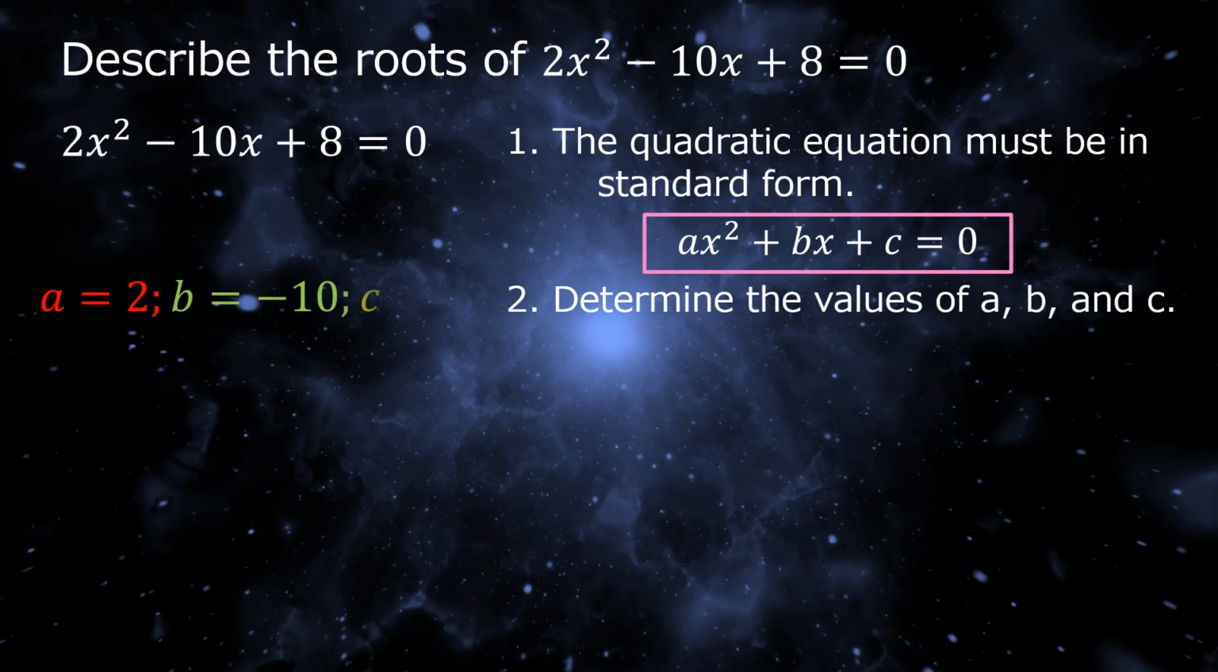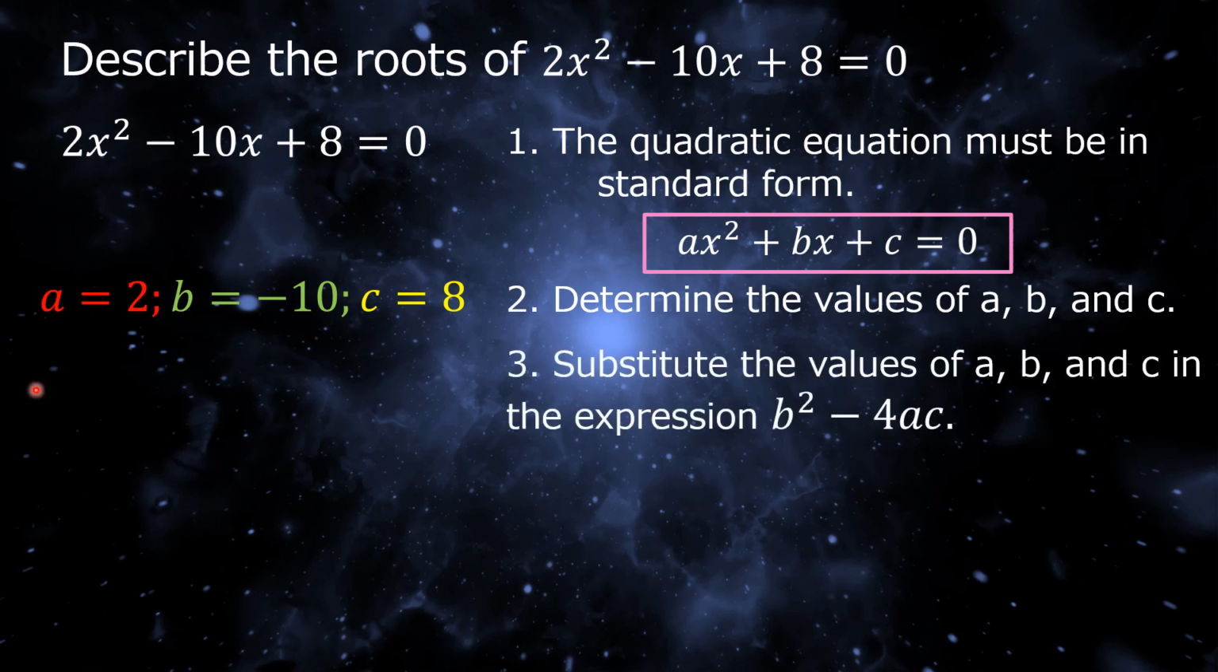The value of a is 2. The value of b is negative 10. Don't forget the negative sign on the given equation. And the value of c is positive 8. Third step is to substitute the values of a, b, and c in the expression b squared minus 4ac. Again, ang b squared minus 4ac, ang formula ng discriminant. So, isulat natin ang formula sa baba. And then, isubstitute na natin ang values ng a, b, at c sa formula ng discriminant.